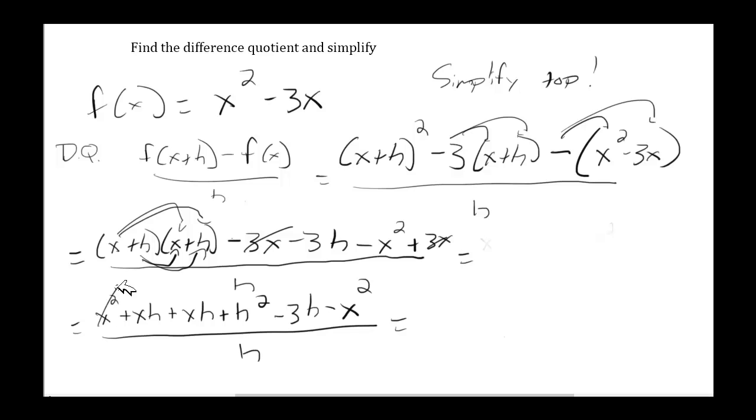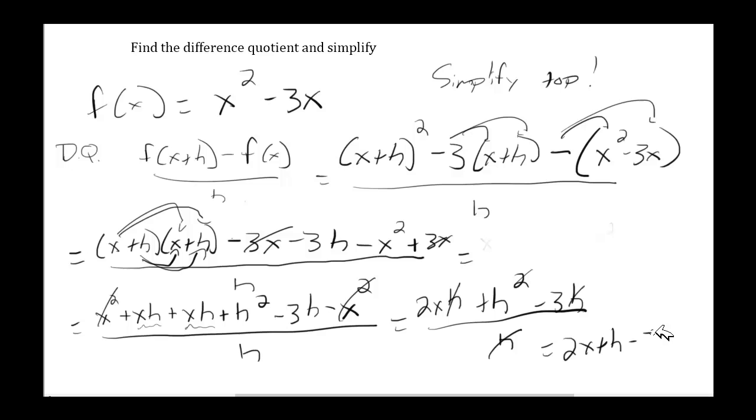I've got x squared and a minus x squared. They cancel out. And now what's left? These guys are like terms. So I have 2xh plus h squared minus 3h, all over h. To simplify as much as I can, do the top. And now the nice thing is every term up here has an h. So I can cancel out this h on the bottom. It takes out this h, it takes out this power, it takes out this one. I'm dividing it out with everything, so I'm being nice and fair here. And I'm left with 2x plus h minus 3. And that is a nice simplified answer with these difference quotients.